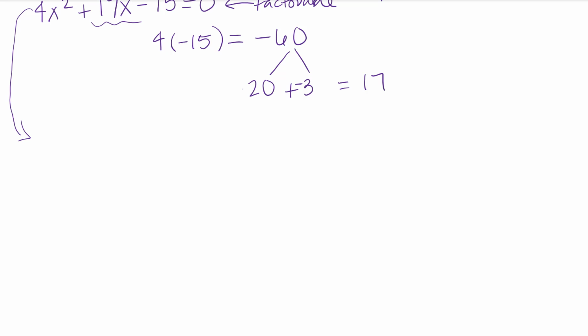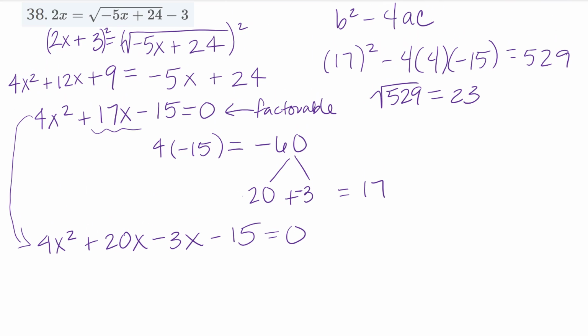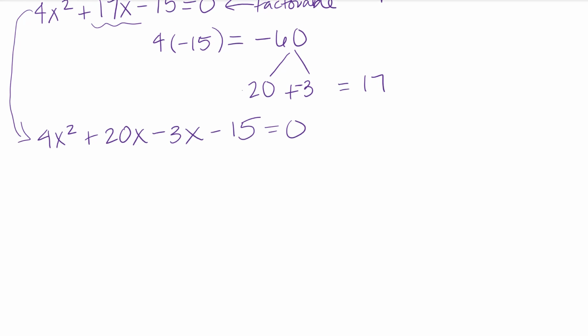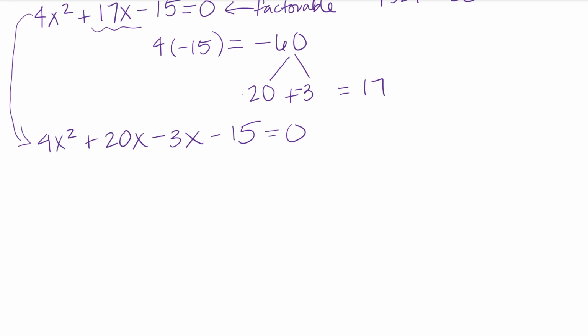Okay, so we got 4x squared plus 20x minus 3x minus 15 equals 0. I just want to make sure I didn't make a sign mistake here, because I did add 5x to get 17. I did subtract 24 to get negative 15. Okay, we're good.